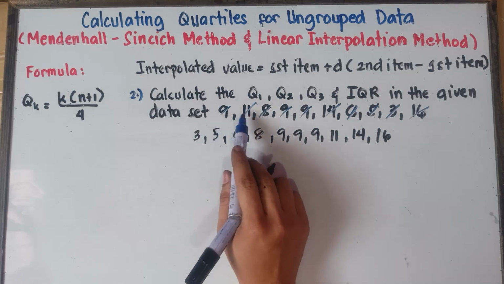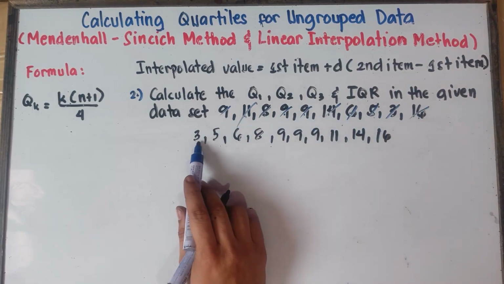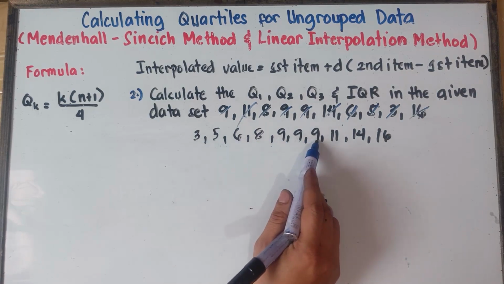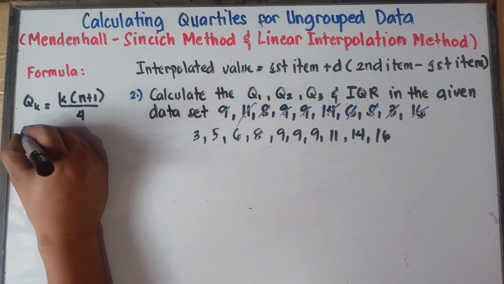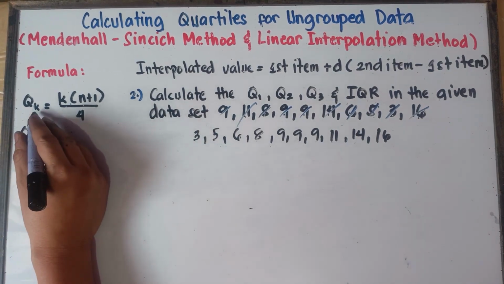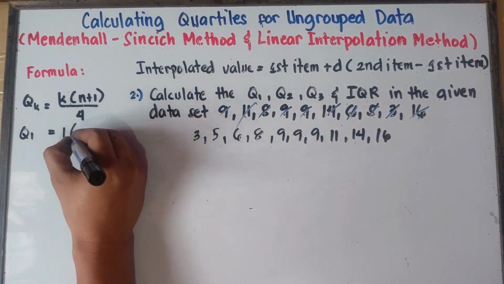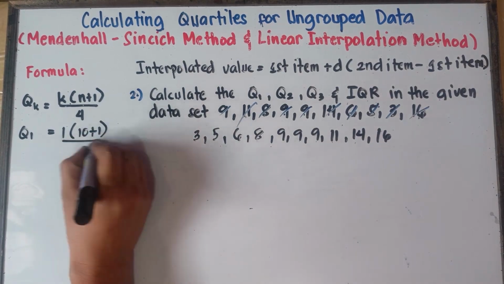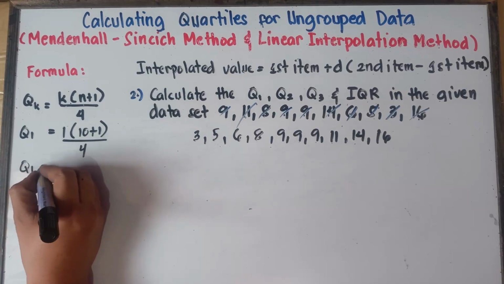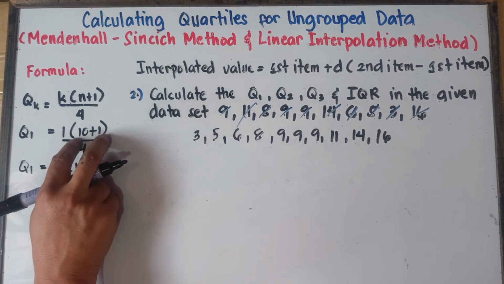Alright, so how many numbers? 1, 2, 3, 4, 5, 6, 7, 8, 9, and then 10. Let's find quartile 1. So Q sub 1. Once again, class, K is the quartile that you're looking for. So Q sub 1 would be the first quartile. So 1 times N, where N is the total number of samples. That would be 10 plus 1, divided by 4. So quartile 1 equals 1 times 10 plus 1, that would be 11. Simplify this one first, the parentheses.